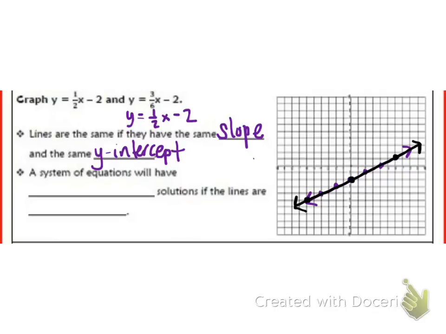A system of equations will have infinite solutions if the lines are coinciding. So when we have lines that lie on top of each other, we call those lines coinciding, a very fancy word.